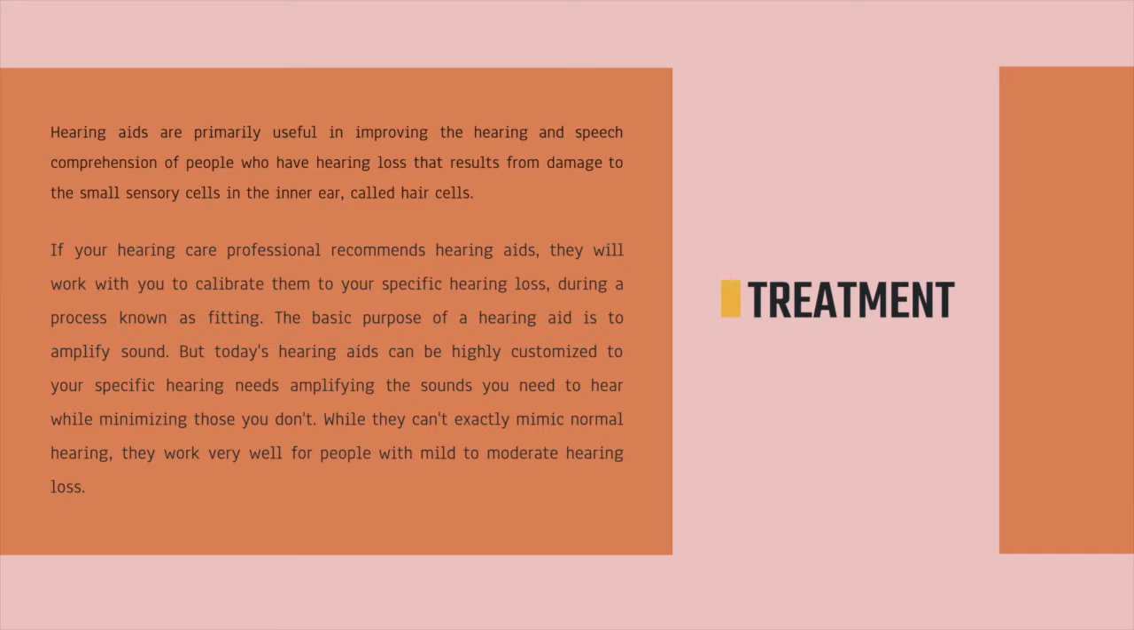While they can't exactly mimic normal hearing, they work very well for people with mild to moderate hearing loss. Hearing aids can be worn behind the ear or in the ear itself, depending on the level of the hearing loss and personal preference. There are many types and styles of hearing aids. And yes, if the patient has hearing loss in both ears, two hearing aids are much better than one.